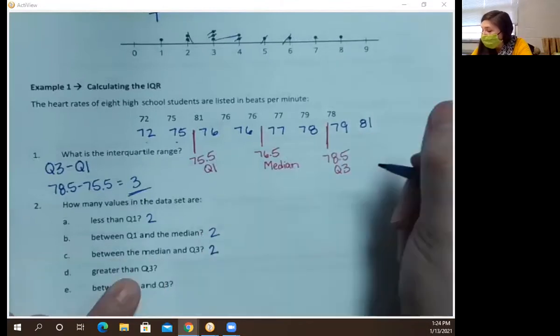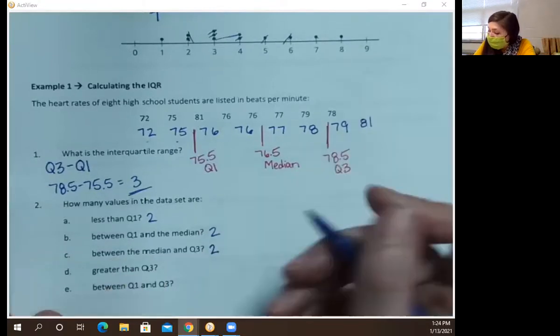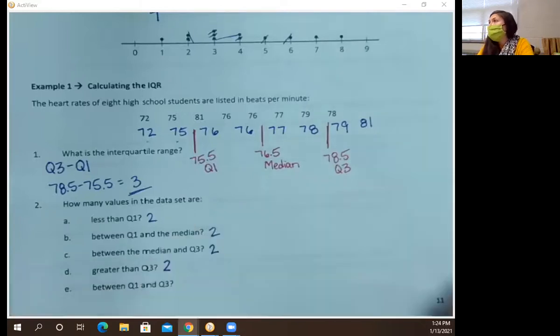How many are bigger than Q3? Again, 2. I split it into 4 equal parts. So I should get the same amount of data in each of those sections. I should have the same number of values in each of those sections.